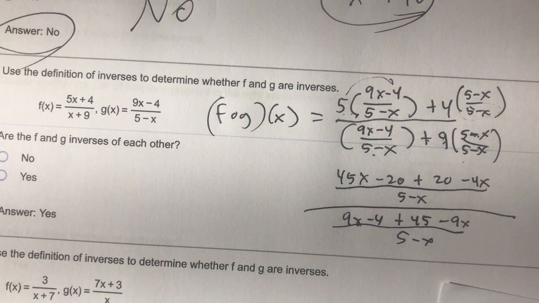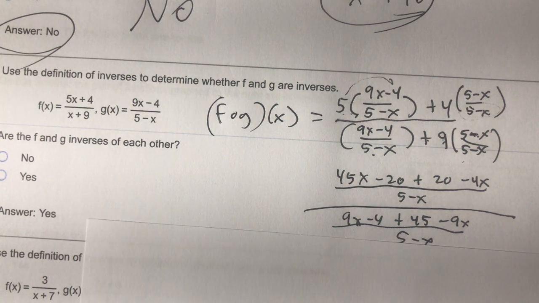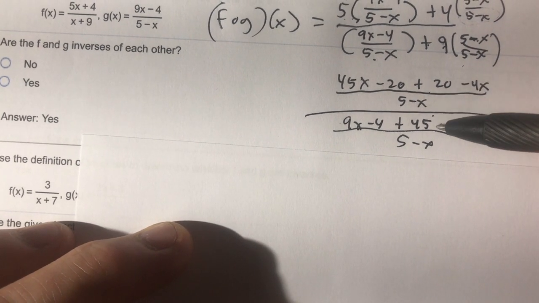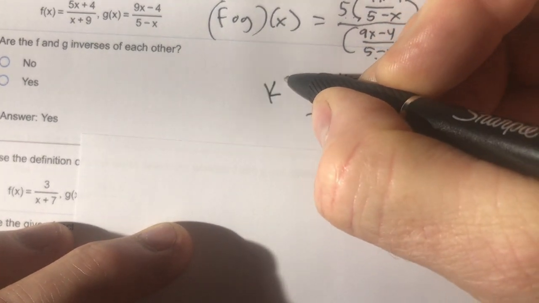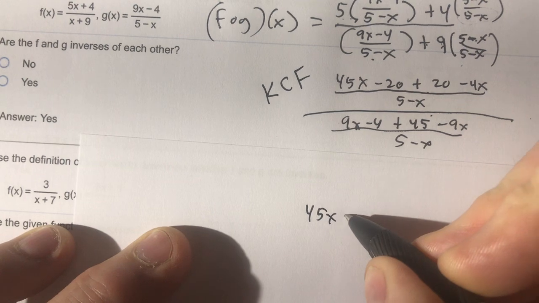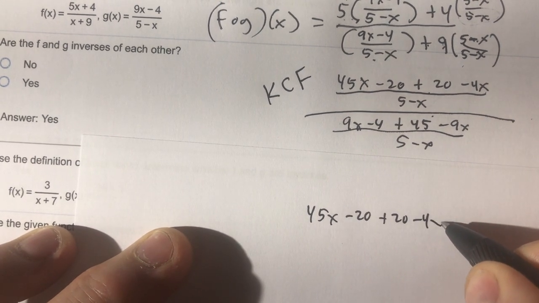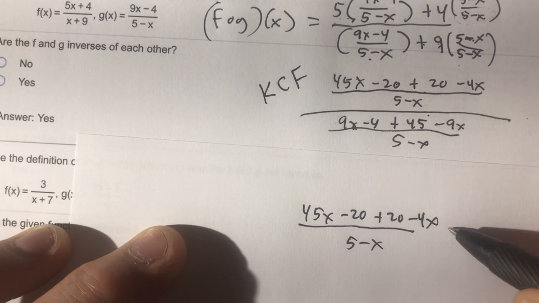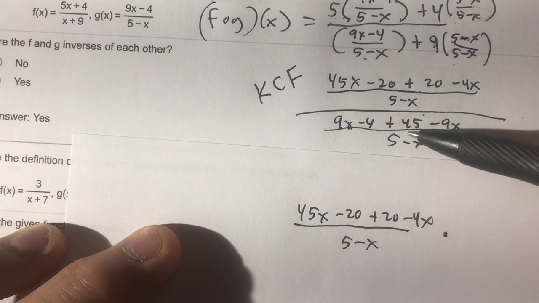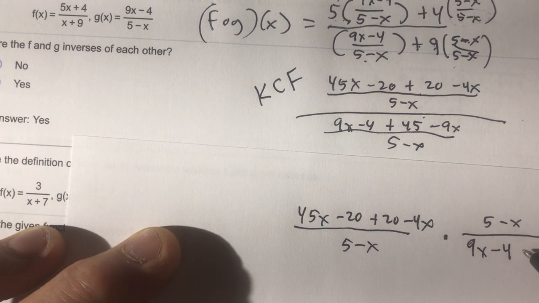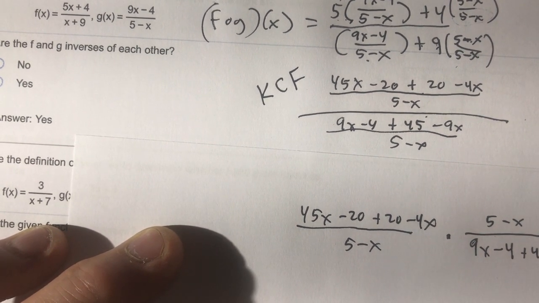All right, so now from there, I've got a fraction divided by a fraction. So that means I'm going to keep, change, flip. I keep the top one, which is 45x minus 20 plus 20 minus 4x over 5 minus x, times, and then I'm going to flip this one, which means I'm going to have 5 minus x over 9x minus 4 plus 45 minus 9x.